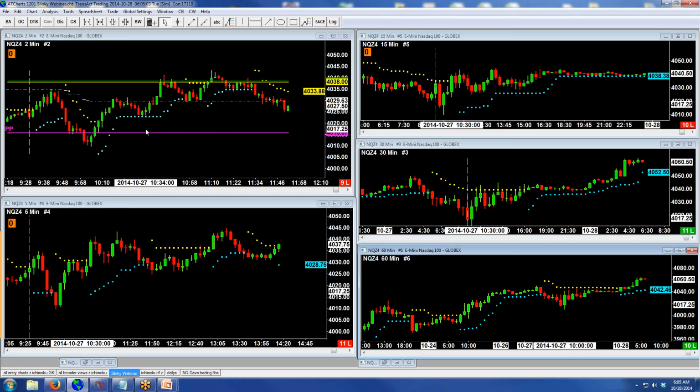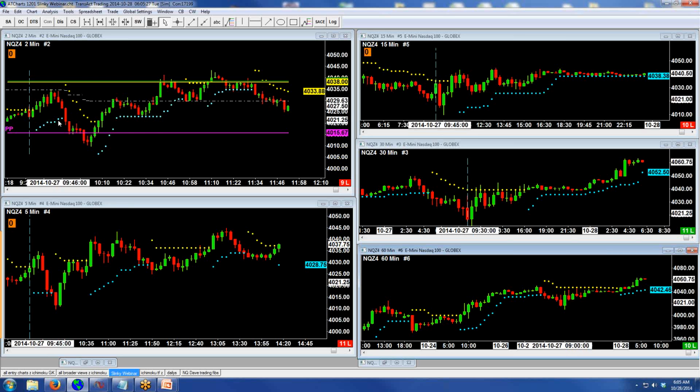But I like it because it's almost a no-brainer. Basically, we're looking for a close below the dots that I have on my chart here, or a close above, and you simply get in. So I say it's almost a no-brainer because there are areas that I still try to avoid, and I'll go over all my criteria during the webinar tomorrow night.